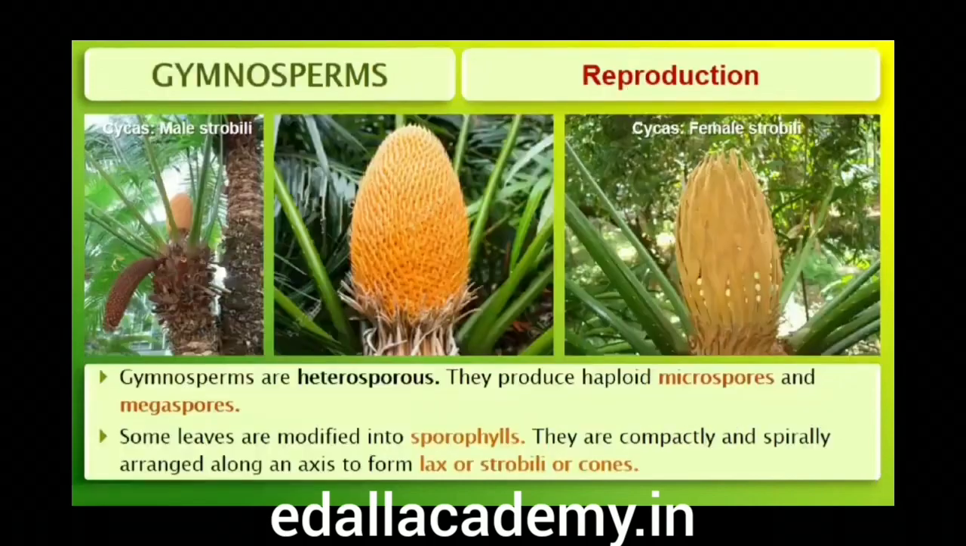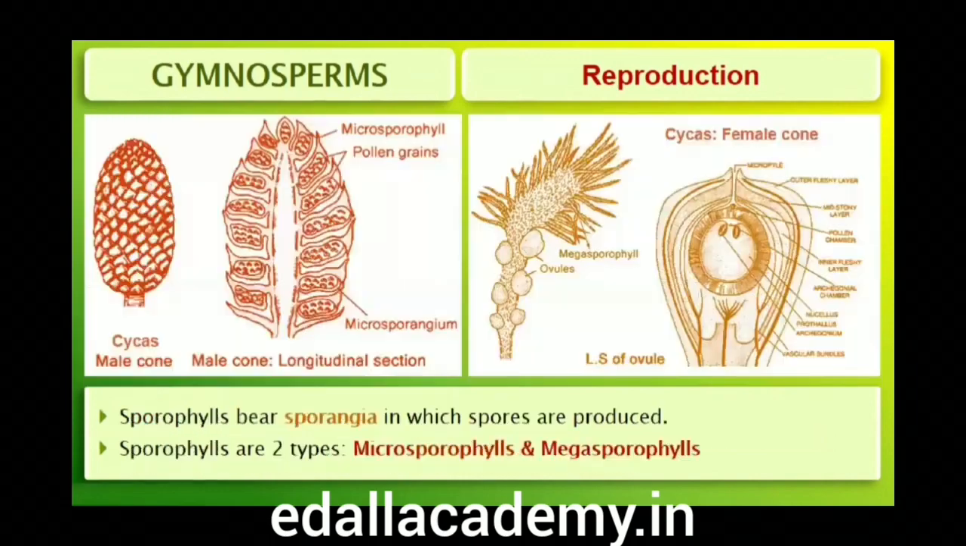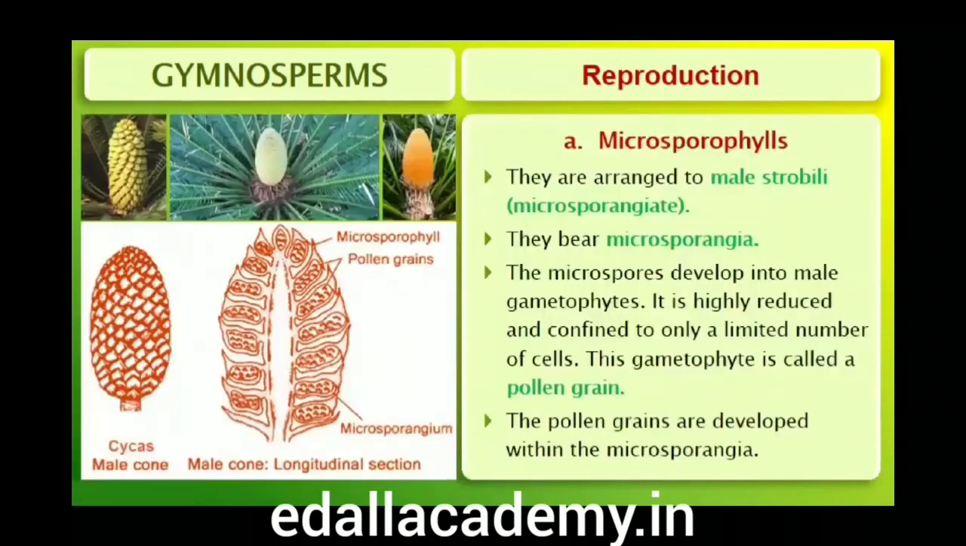The gymnosperms are heterosporous; they produce haploid microspores and megaspores. The two kinds of spores are produced within sporangia that are borne on sporophylls, which are arranged spirally along an axis to form lax or compact strobili or cones. The strobili bearing microsporophylls and microsporangia are called microsporangiate or male strobili.